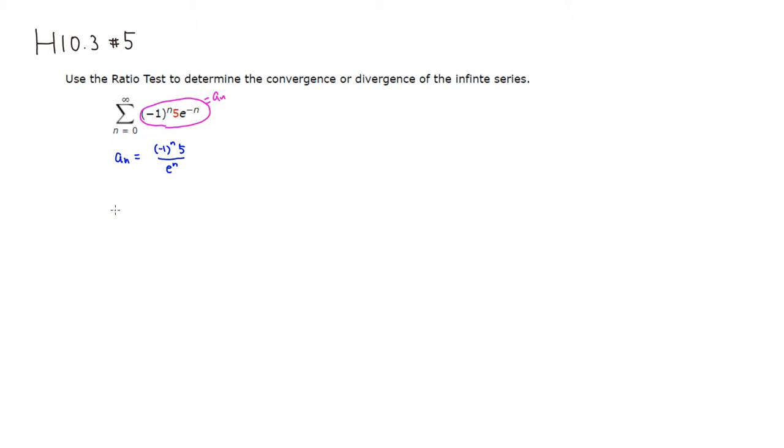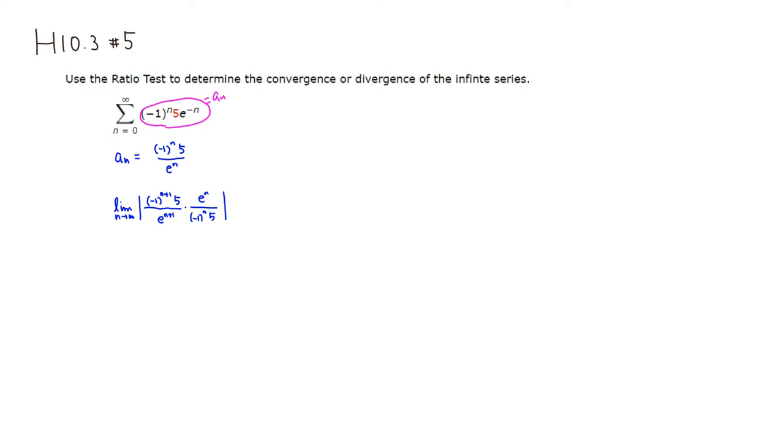If you do a ratio test, you have the limit as n approaches infinity of the absolute value of a_(n+1). We just have to change n to n plus 1. So negative 1 to the n plus 1, then you have a 5, and you have e to the n plus 1, divided by this guy, which is the same thing as multiplied by its reciprocal. So e to the n goes on top, then we have negative 1 to the n, and 5.